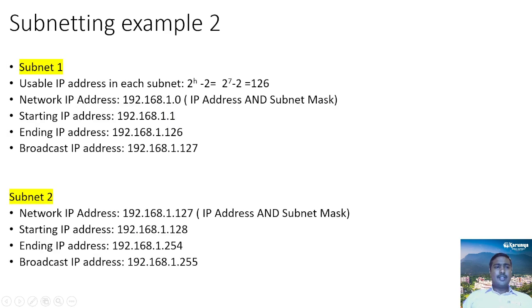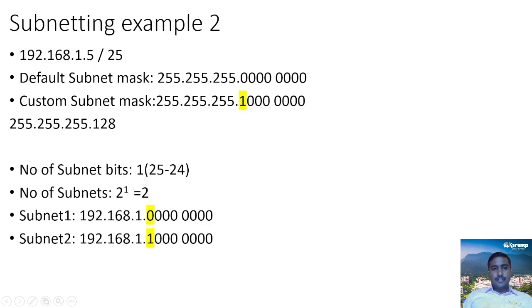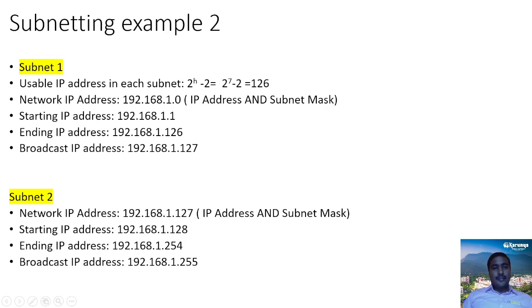Now I'll go to the third example. We'll once again see how the subnet is being done. So in each subnet, how many hosts? The number of host bits is going to be 7. I have allocated one bit to the network, so the remaining number of host bits is going to be 7. That's why 2 to the power 7 minus 2, so 126. So the network IP address, as I told, is going to be 1.0, and it ranges from 1.1 to 126, and the broadcast address is going to be 127.